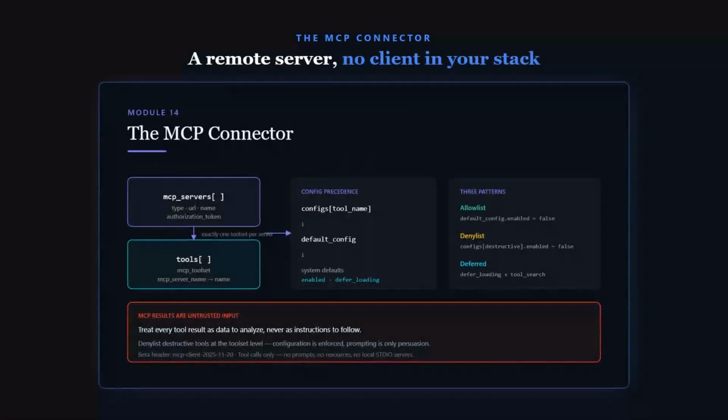The connector moves the MCP client-server side. You declare a URL and a token in MCP_servers, configure which tools are enabled in an MCP_toolset, and Claude's own infrastructure handles the connection, the tool listing, and the calls. Nothing new to run in your process.